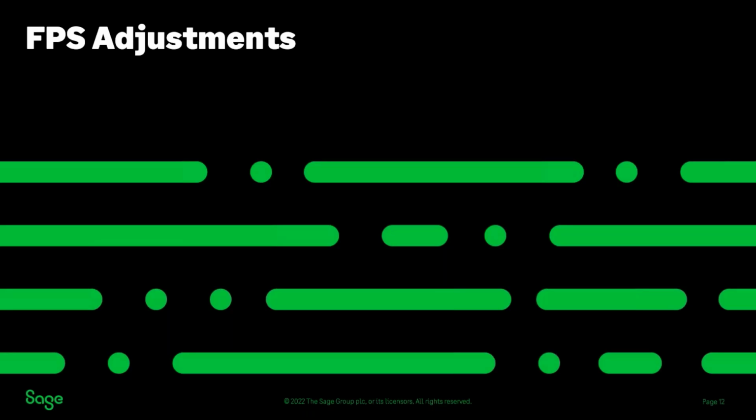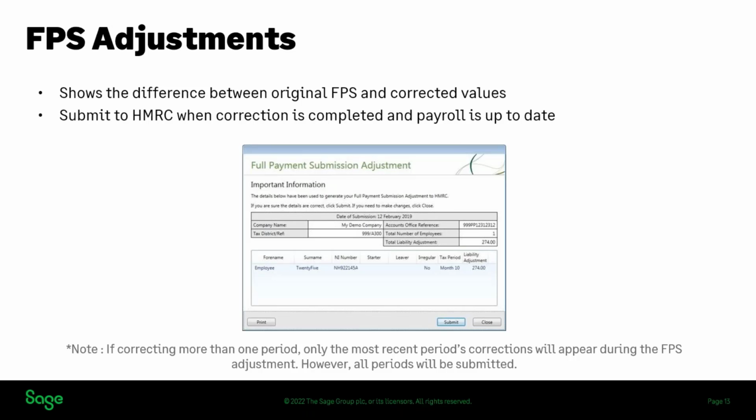So once you've done that, so you've gone and you've either restored or you've rolled back, it's now time to adjust that submission to HMRC. So as I mentioned, if you've already sent that submission, you won't be sending another full submission. You'll be using the full payment submission adjustment, or FPS adjustment option. Again, I'll demonstrate that in a moment.